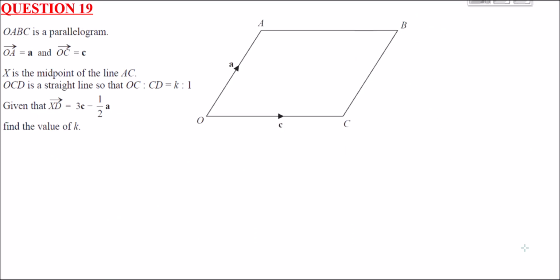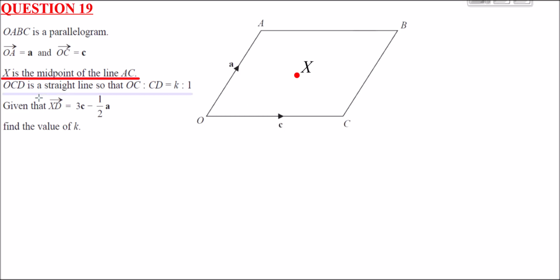Question 19, a fairly nasty vector question. So I'm going to just pick out these bits of information step by step. Going from O to A is vector A, and from O to C is vector C. X is the midpoint of the line from A to C. So get this labelled on first of all. Call X something like this.